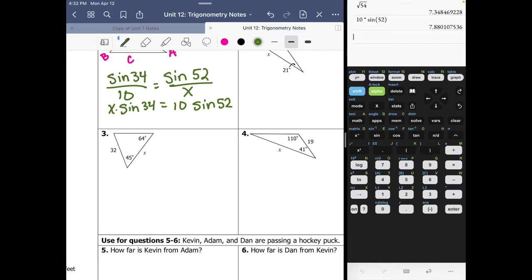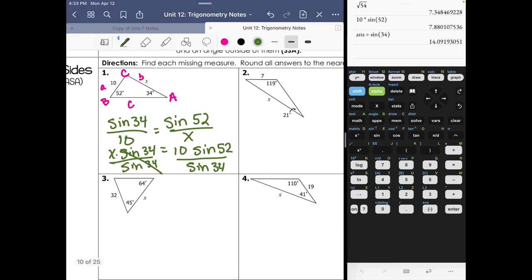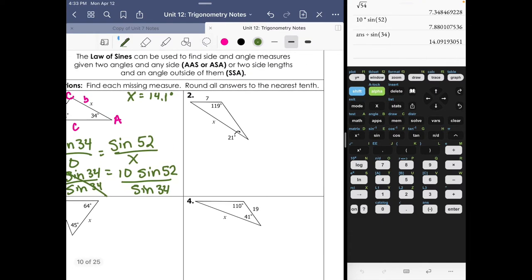But then we can do this all in our calculator. Since this is x times sine of 34, to find x, we need to divide by the sine of 34. That will cancel that out and we'll just be left with x. So then we're going to take that and divide it by sine of 34. So the answer to this is that x equals 14.1 degrees. Notice that it says round to the nearest tenth, so that's why I did 0.1.